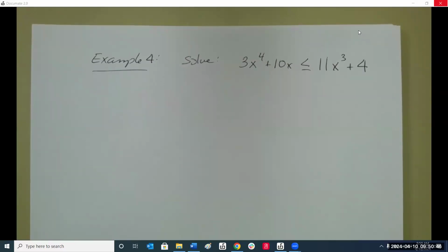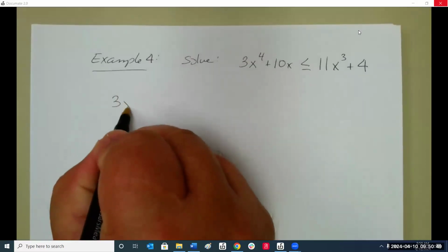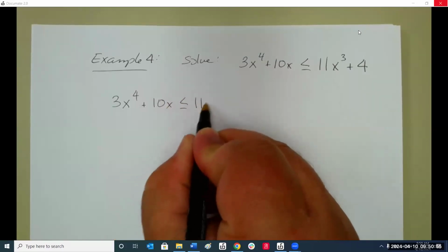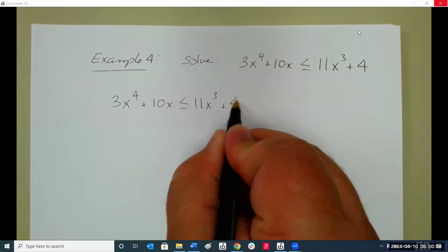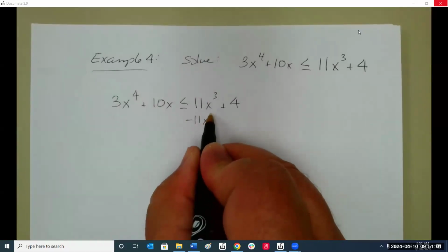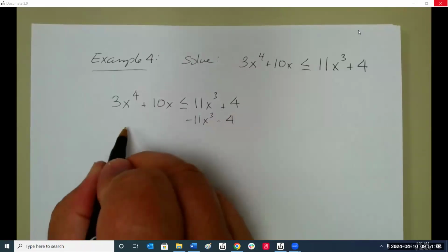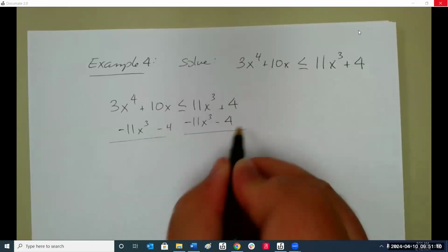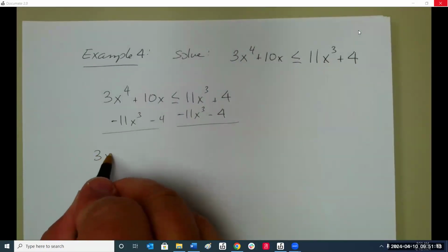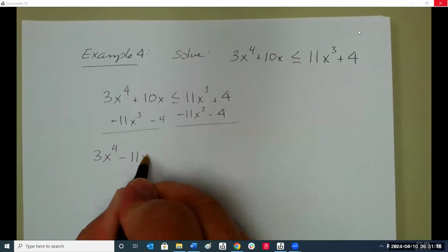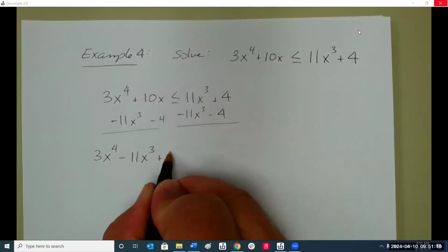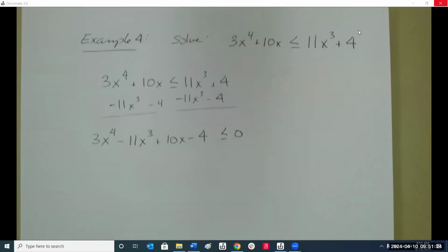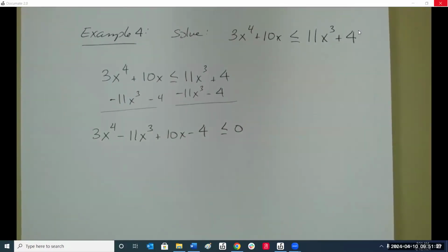So how do we solve this one? What do we do first? Right, because it has to equal 0. So we have to have 0 on one side. So we move the negative 11 x cubed minus 4 to both sides. It has to be equal to 0.